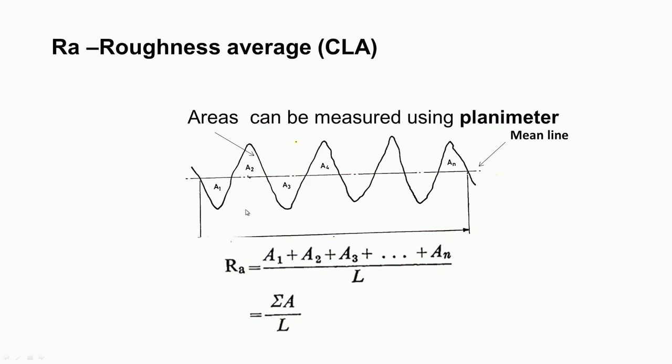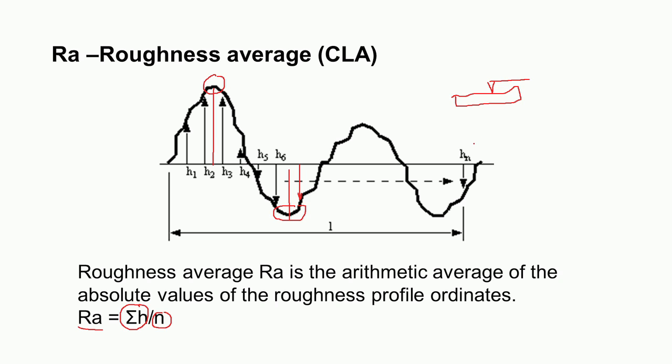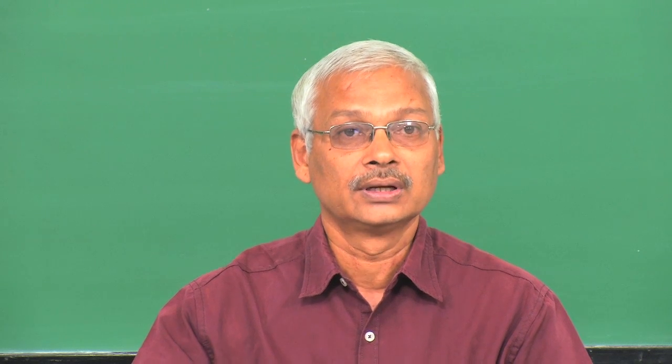So, another way: in the previous case, when we select the ordinates at regular intervals, some of the important ordinates we may miss. For example, here we have this peak, so we will be losing this peak. Similarly, if we draw h7 here, we will be losing this valley depth. So, we get a value which is somewhat erroneous. Also it is difficult to draw too many ordinates at very close spacings, and it becomes difficult to measure.